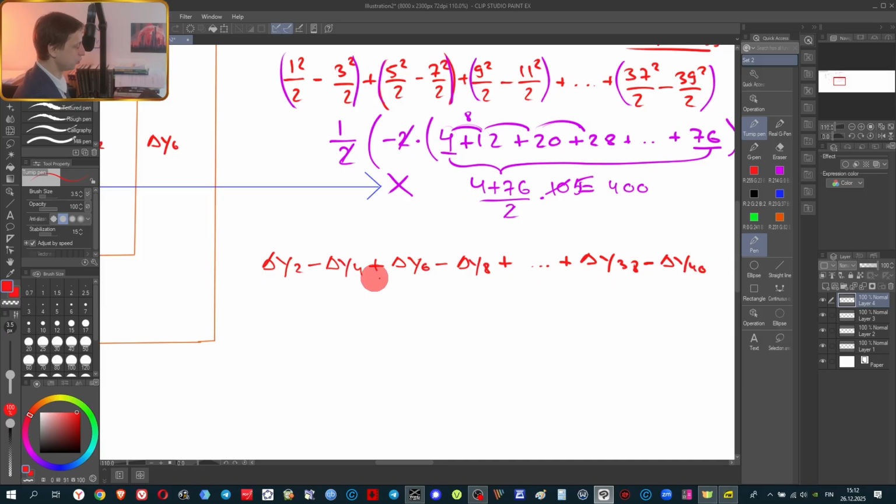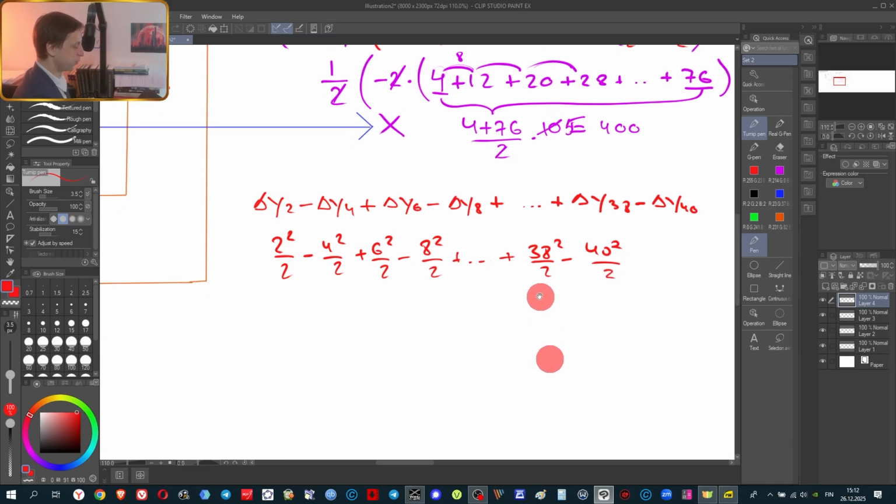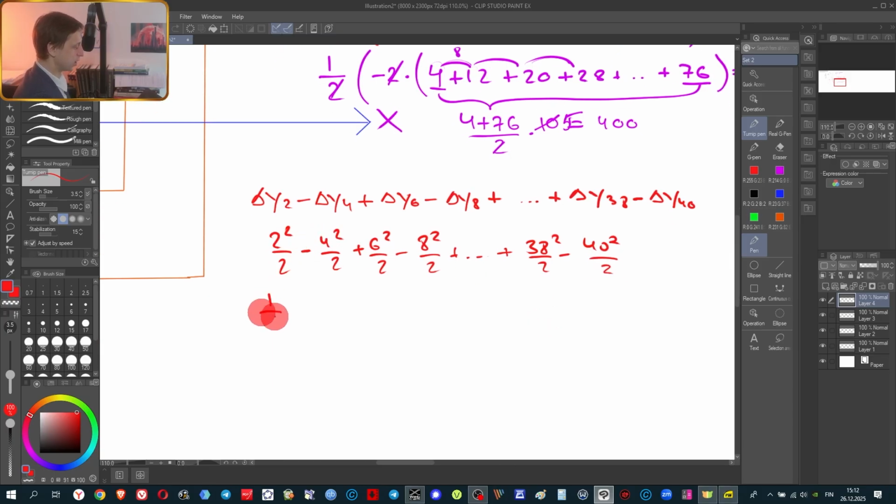And again, we look at the sum numerically, so this one will be 2 squared over 2 minus 4 squared over 2 plus 6 squared over 2 minus 8 squared over 2 plus and so on, and the last sum will be 38 squared over 2 minus 40 squared over 2. Perfect. Again, we factor out 1 over 2. We use the formula for the difference of squares for each of these differences. Again, the difference of each pair of numbers here is simply minus 2, so it will be minus 2.